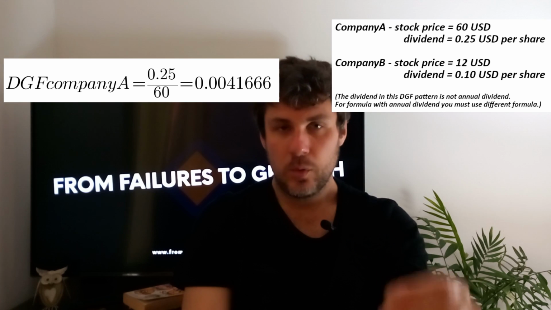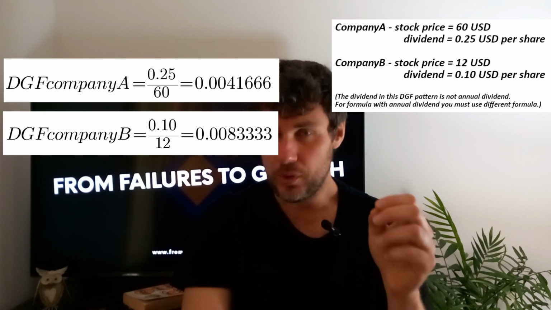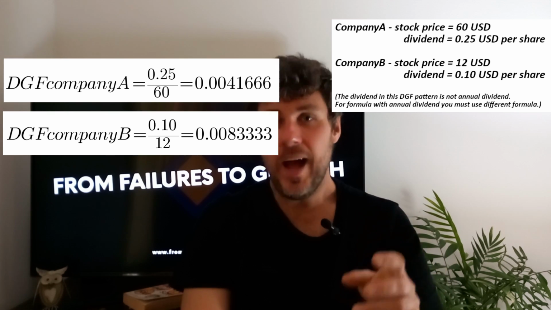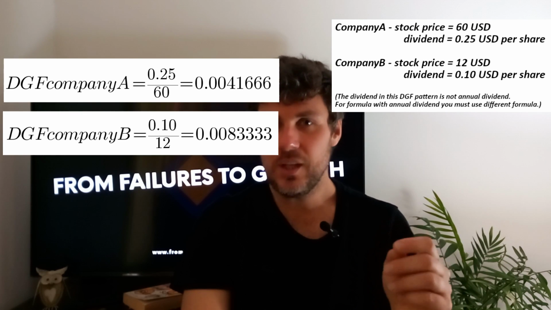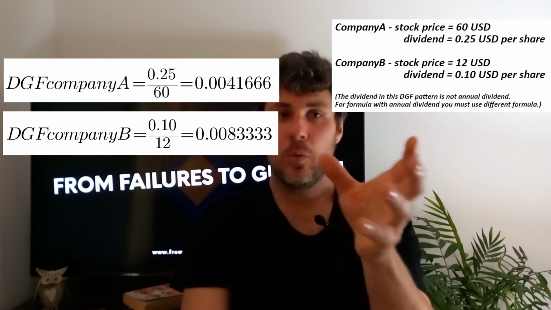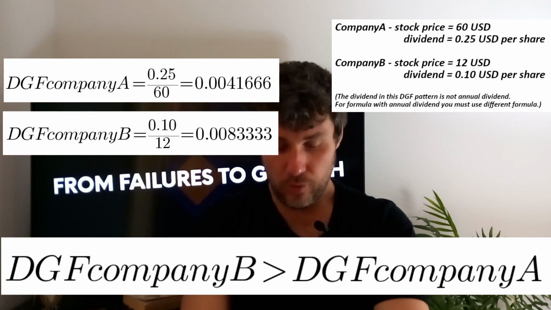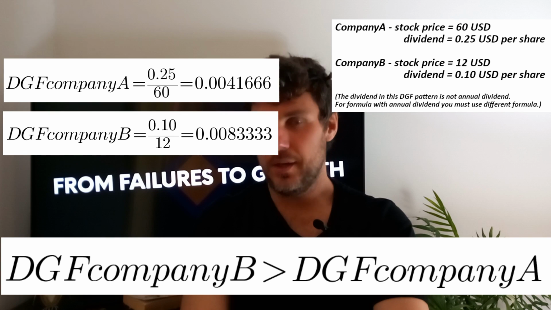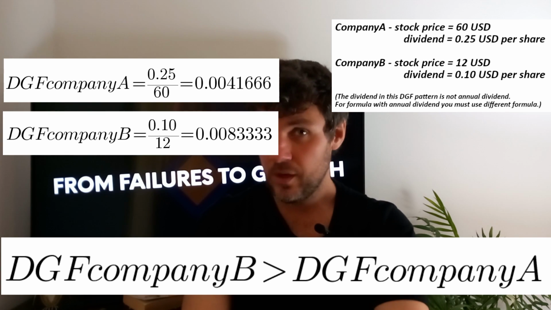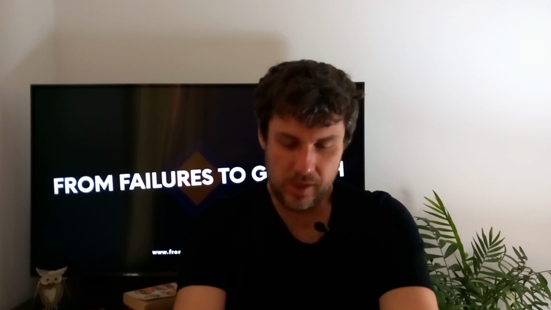And now we have company B. So DGF B equals 0.10 divided by 12. And the result is 0.008333. Now we will compare them to each other. So the company B, the result of DGF B, is higher than DGF A. What does it mean, in other words, out of mathematics, in normal words that everybody can understand?